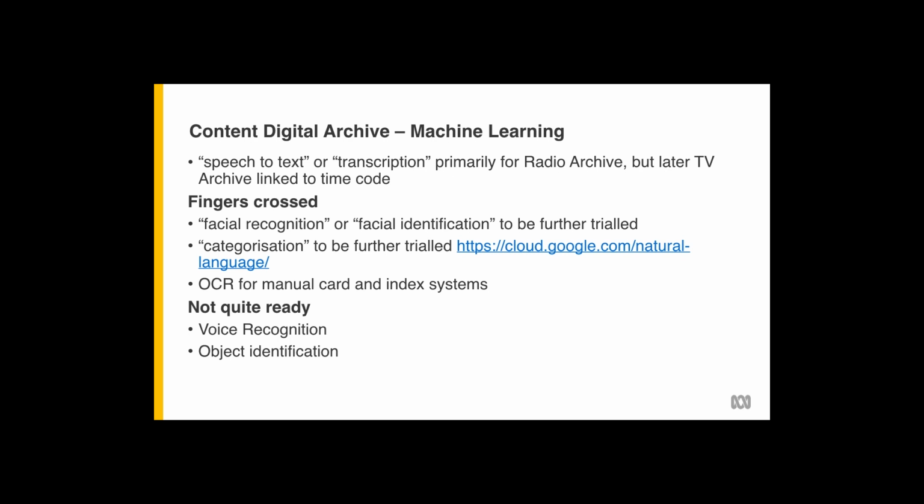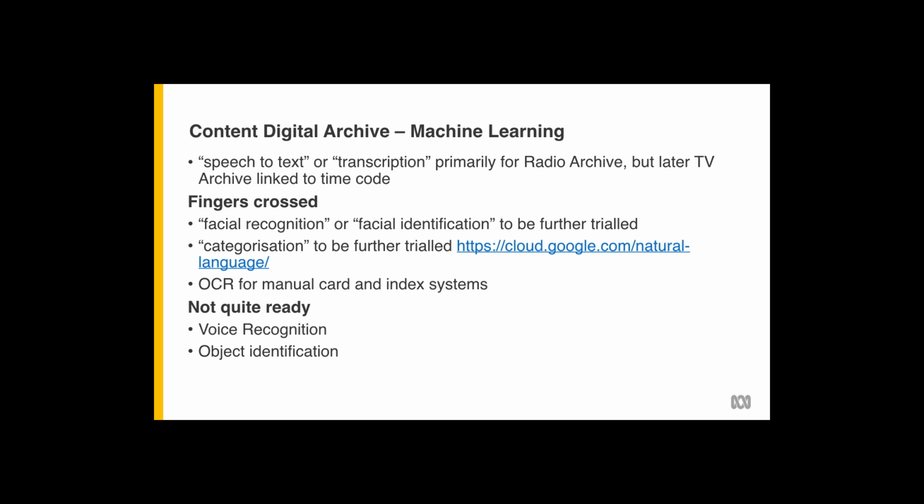The ABC's been going since the 20s and 30s, and we've got mountains of uncatalogued material, which these machine learning processes would help us index and make discoverable. But we also have a lot of manual card systems and indexes that we hope to scan and run through OCR and then run machine learning over the top.